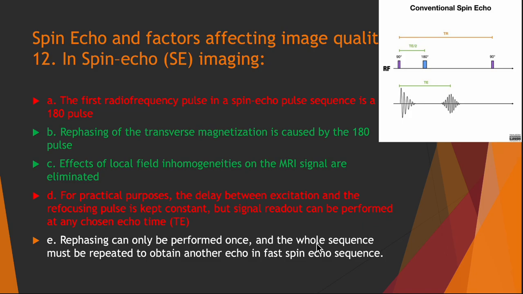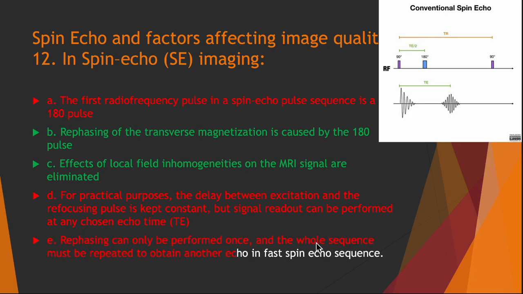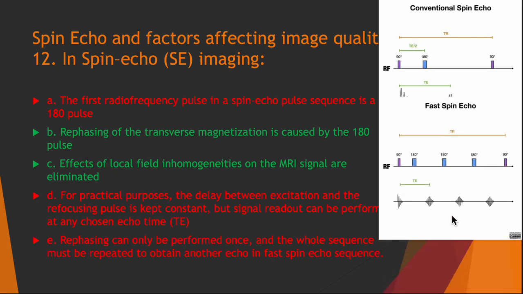Rephasing can only be performed once, and the whole sequence must be repeated to obtain another echo in the fast spin echo sequence. The answer is false. We can use multiple rephasing 180-degree pulses, and this is actually what we do when we are using fast spin echo or turbo spin echo sequences. So we are using multiple rephasing pulses and getting these particular sequences.